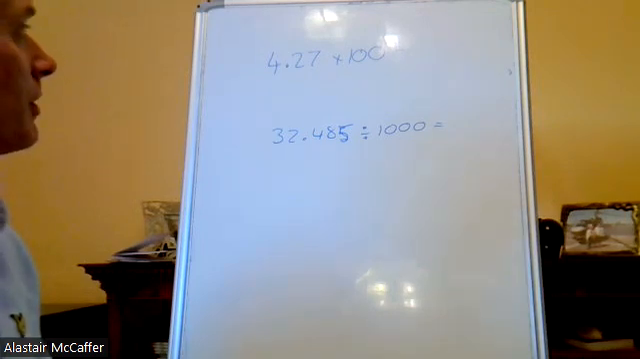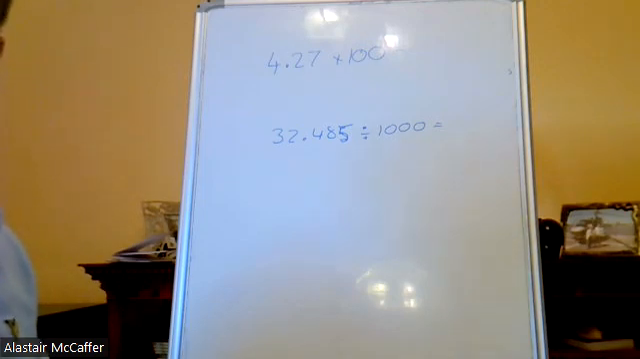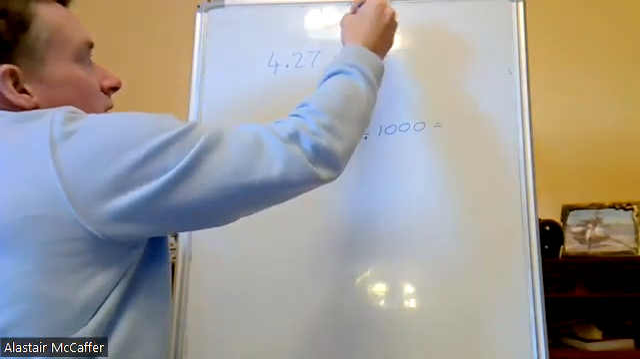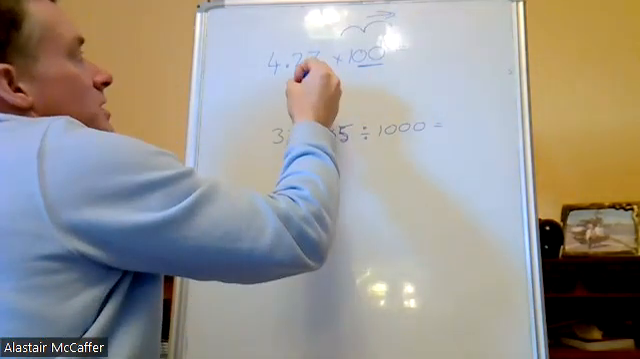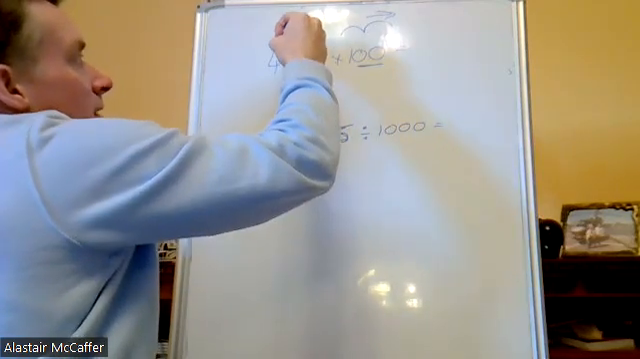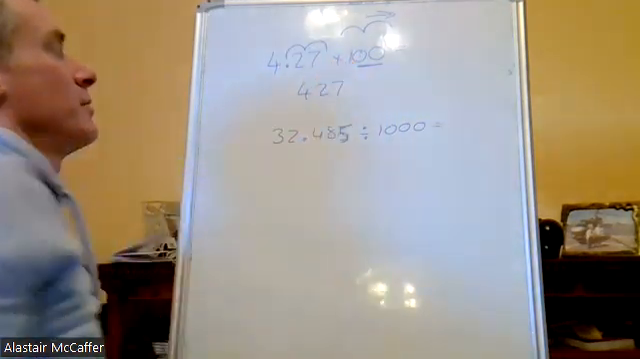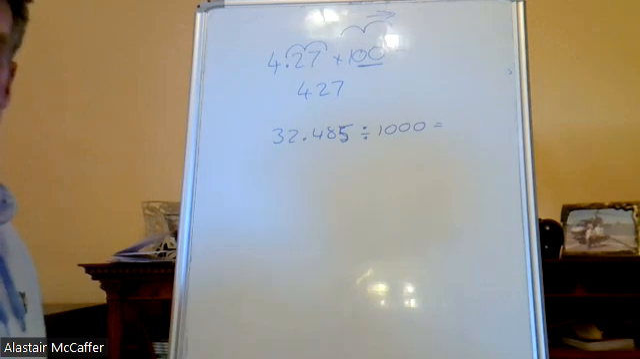So the first one is 4.27 times by 100. You've got 2 zeros and you're timesing, so the decimal point would move to the right. So you've got 427, and then you move it 2 places because you've got 2 zeros, 1, 2. So that one there would be 427. Well done if you got that right.